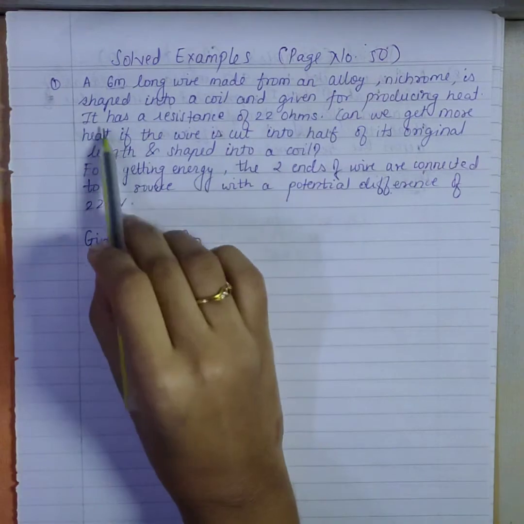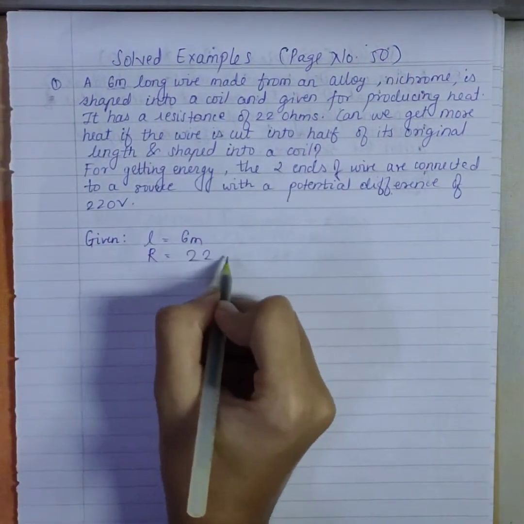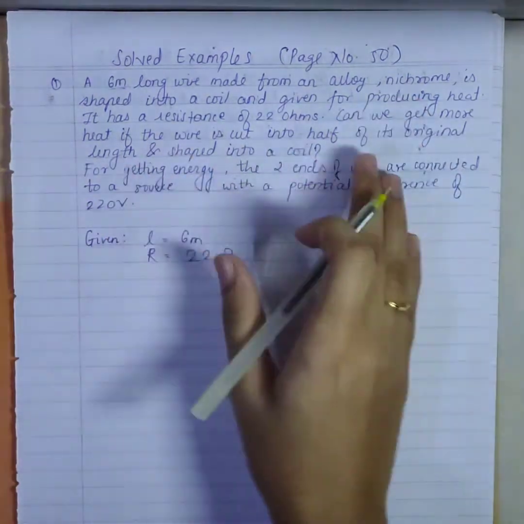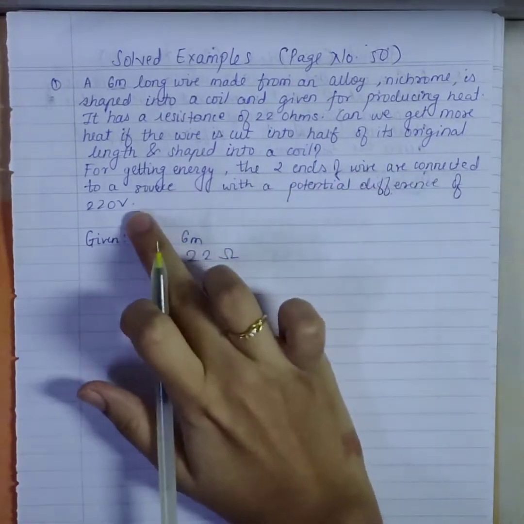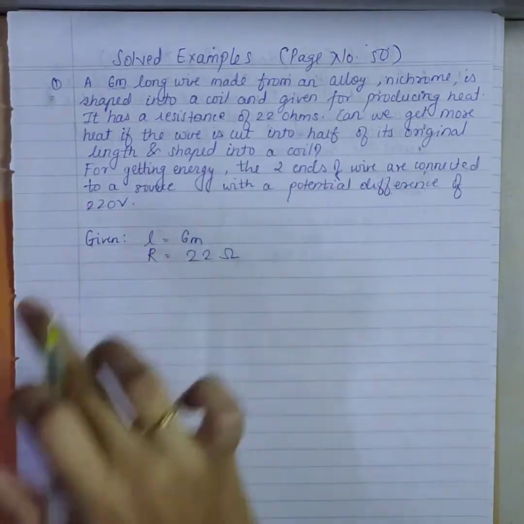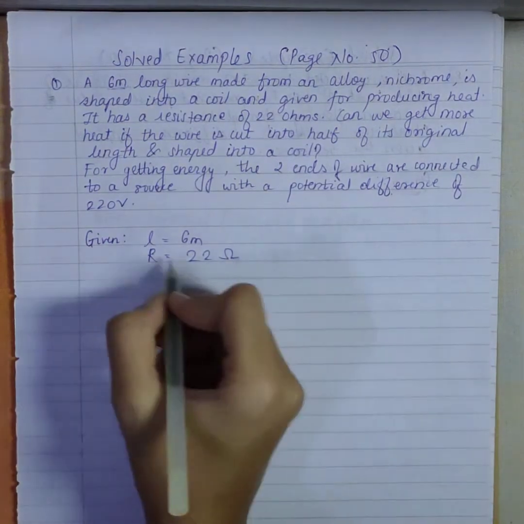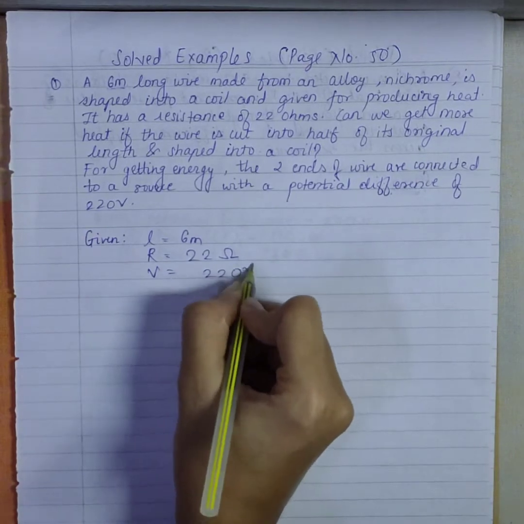Afterwards, what is it given? It has a resistance of 22 ohms. R is equal to 22 ohms. Can we get more heat if the wire is cut into half of its original length and shaped into a coil? Nothing given in this part. Next, the two ends of the wire are connected to a source with a potential difference of 220 volts. So your potential difference, that is your voltage, is this.